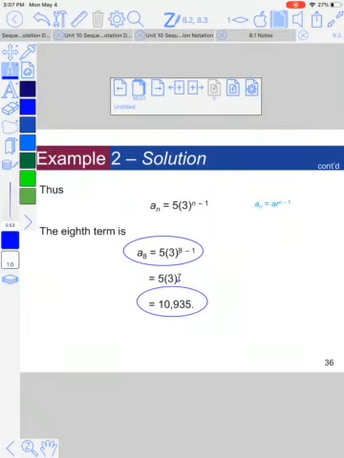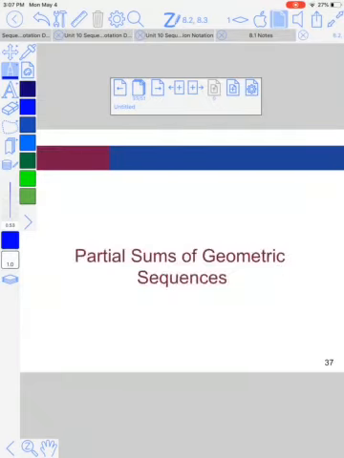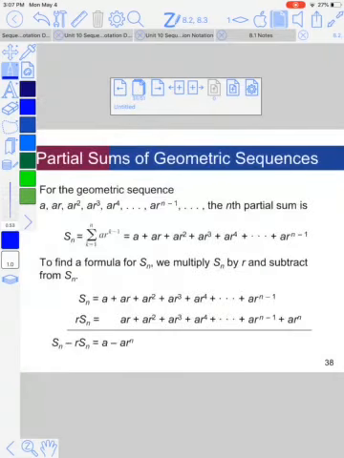Now let me show you how to do a partial sum. If I'm going to add a part of these geometric ones, it's a fairly not too difficult process.